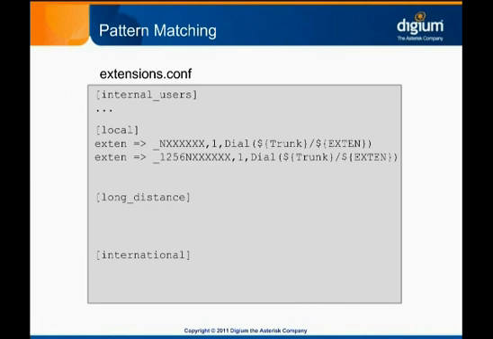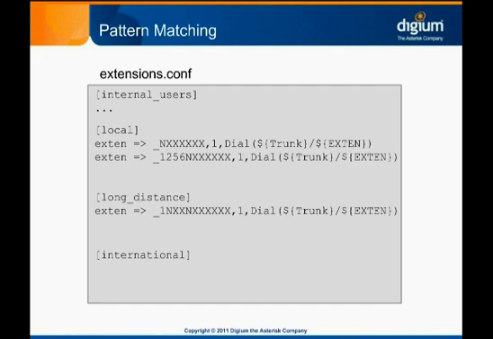The long-distance context will include a single pattern match extension to dial 1 plus any 10-digit number in the North American numbering plan. This means that there's a 3-digit area code followed by a 7-digit local number. Neither the area code nor the local number can begin with a 0 or a 1.